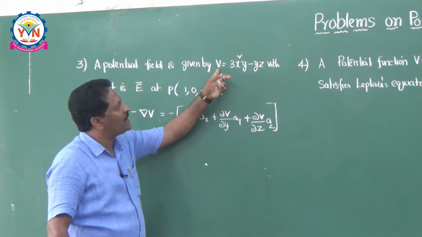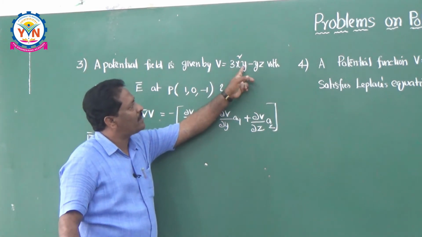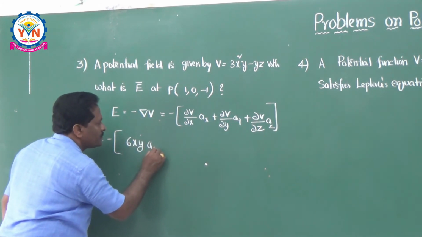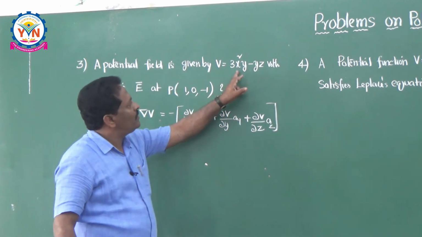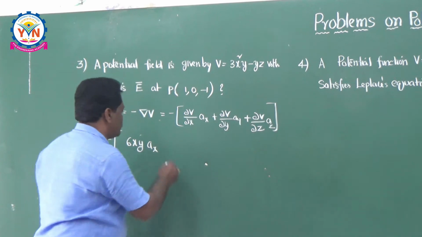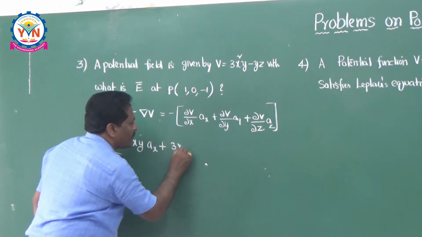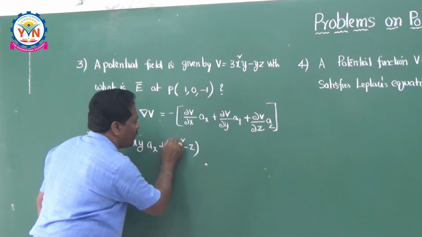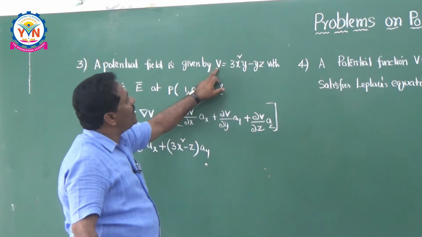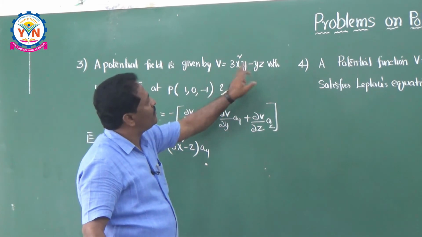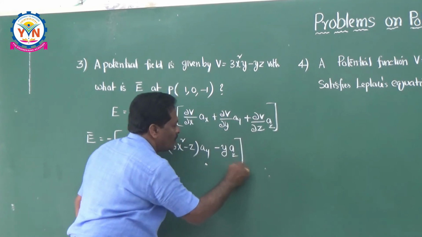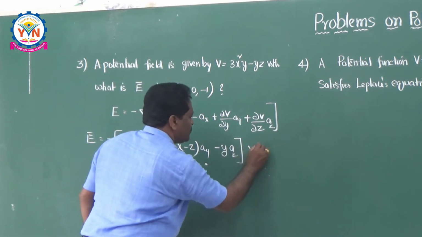Dou V by dou x is 6xy Ax. What is dou V by dou y? With respect to y, 3x square minus z, into Ay, plus, what is dou V by dou z? Dou V by dou z is minus y, minus y into Az. Okay, volt per meter.